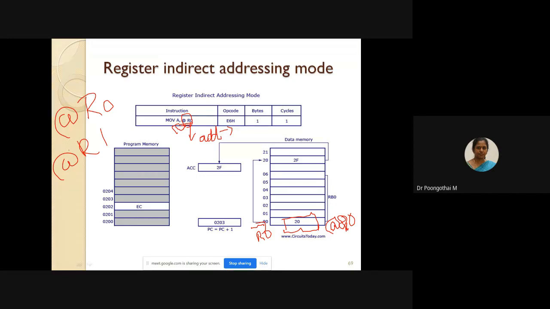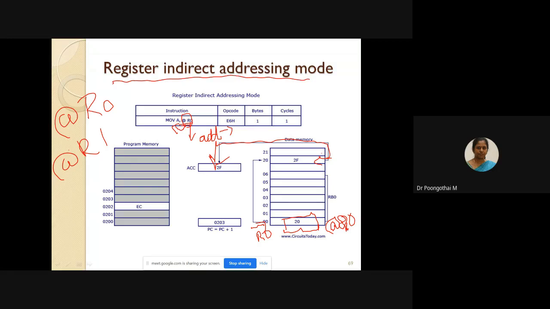So look here, in your data memory, at 20 we have 2F, and that data is transferred to your accumulator. So the data pointed to by R0, that is the meaning. R0 holds the value 20, so we have data 2F stored at the address 20H. Then the 2F will get transferred to the accumulator after executing this instruction. So indirectly we are accessing the data using this instruction. That's why it's called register indirect addressing.